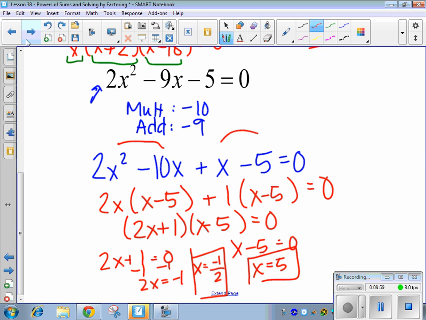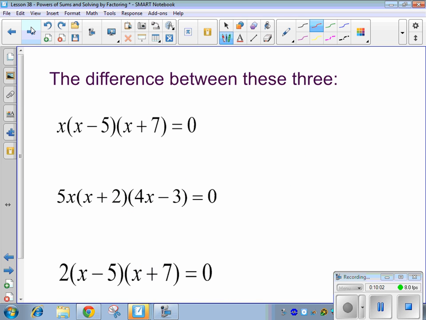Same deal though, set everything equal to 0. Not quite done yet, almost. All right, look at these 3 different things and see what's different. They have some different things going on. This one has an x in the front, this one has a 5x in the front, and this one has a 2 in the front. So using your fingers, show me how many solutions you think the third one has. How many solutions? I want to see everybody showing some fingers up in the air. How many solutions do you think the third example has?